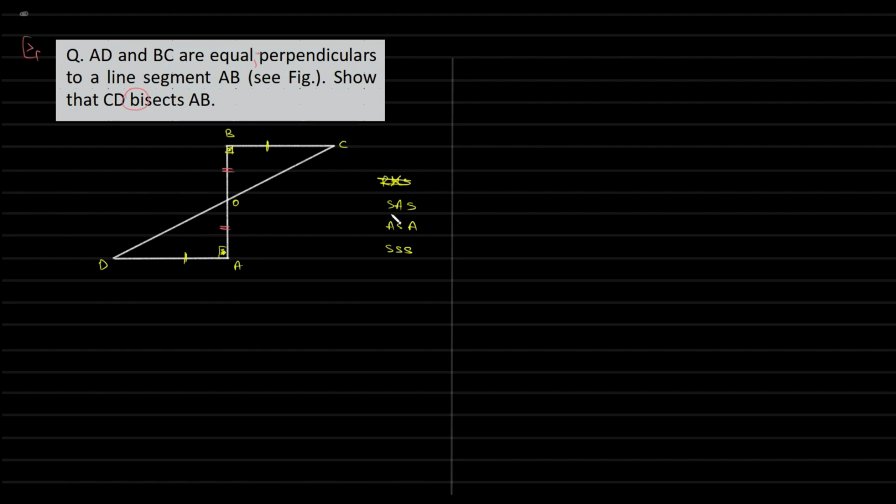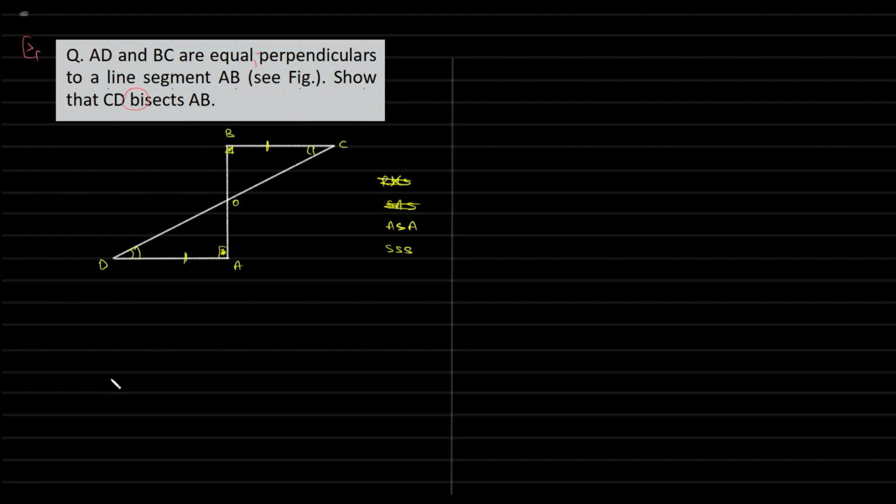So this gets eliminated. For SAS I need a side. Yes, I have a side. An angle. Yes, an included angle. But one more side that I can't use. Then ASA: I have an angle, good. I have a side, good. So this is the included side. So if I prove that these two are equal, angle C is equal to angle D, I'll be done. How can I do that?